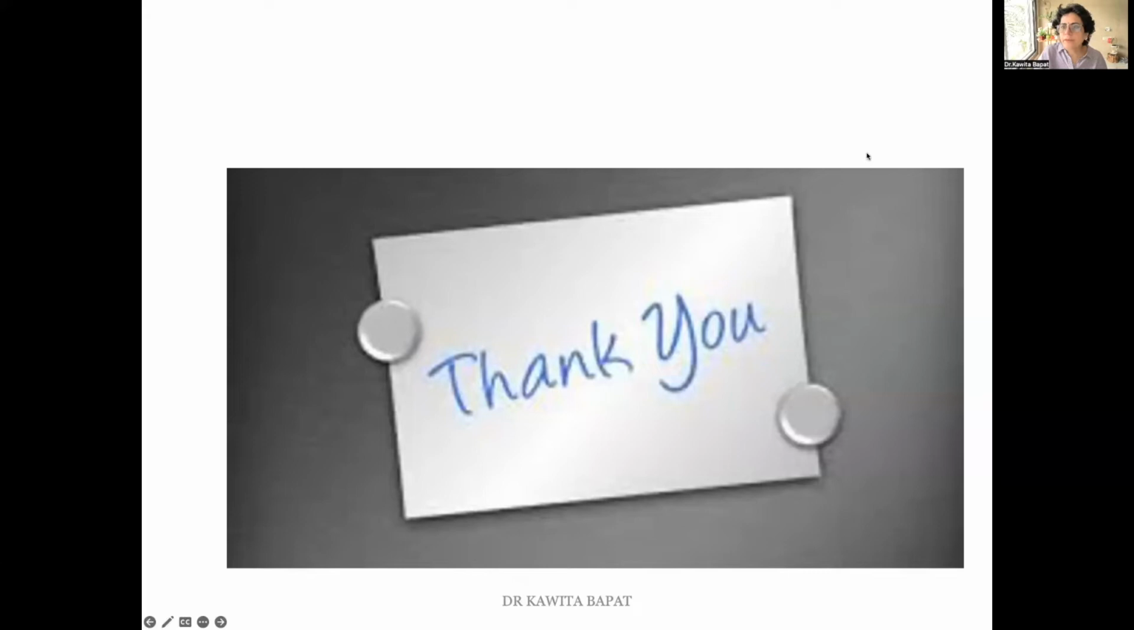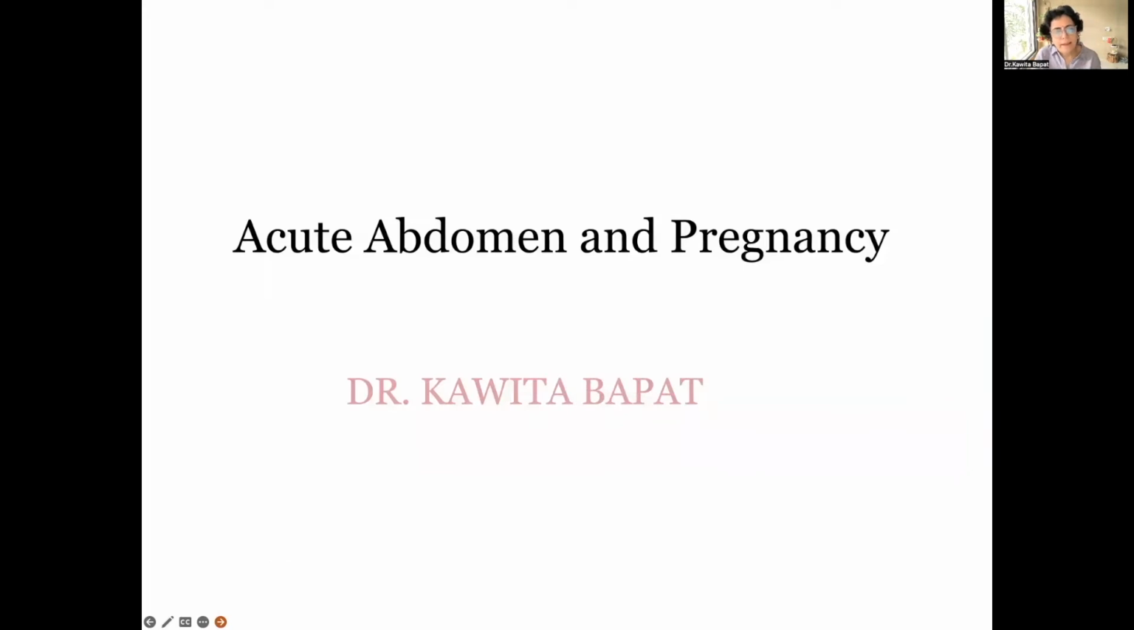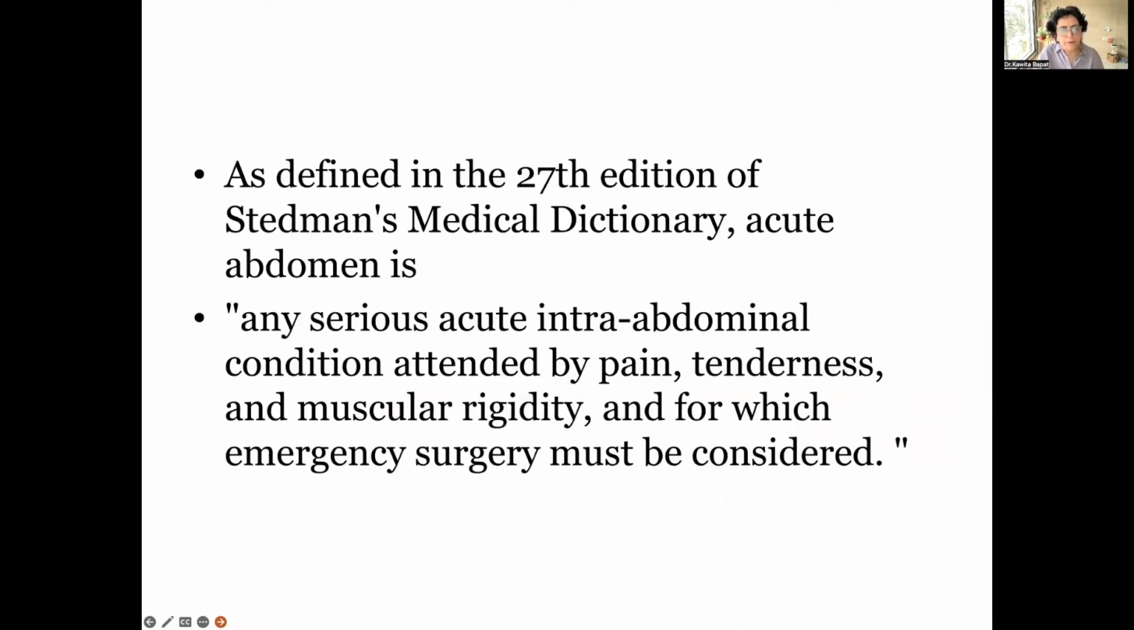Hi, today's topic is acute abdominal pregnancy. It's very important when we see patients with acute abdomen, and these types of patients are very troublesome. When to diagnose, how to proceed, and what has to be done. It's a really important point.